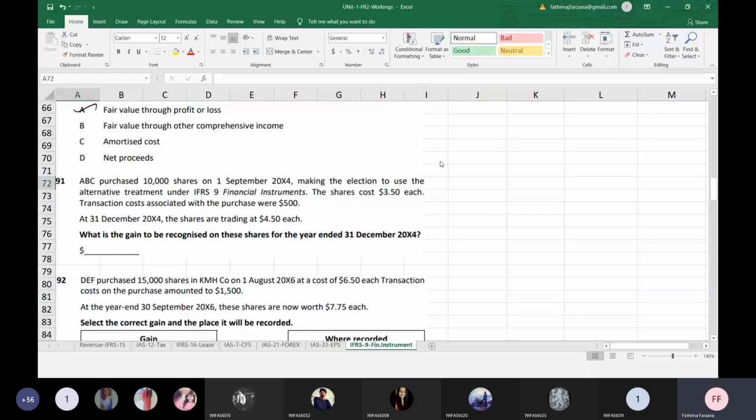I think this will be fine. My handwriting is a little bit big, that's the problem. So it is an equity investment, under FVOCI. As per that, my transaction cost will be capitalized. Keep that in mind: if theory is not strong, you cannot do the practical. So first I have to do initial recognition.